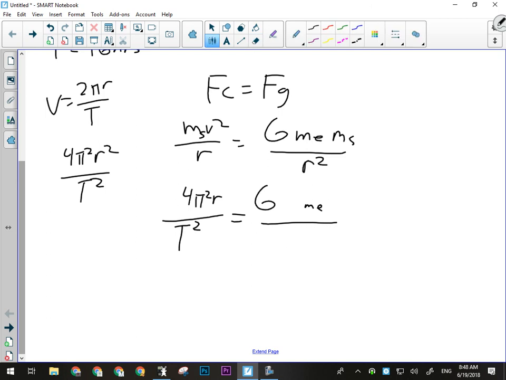Okay, so that r is gone, and it's now up here. Okay, we have r cubed. I want to move everything else over to the other side because r is what I'm trying to solve for. So I'm going to multiply both sides by t squared. So it's over there. And then I'm going to divide both sides by 4 pi squared.